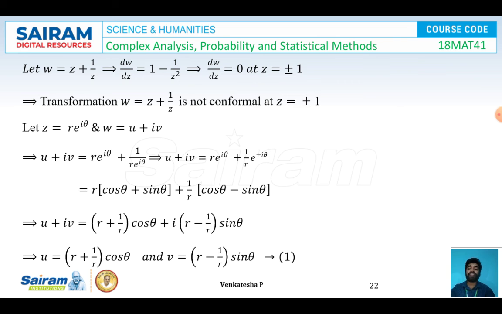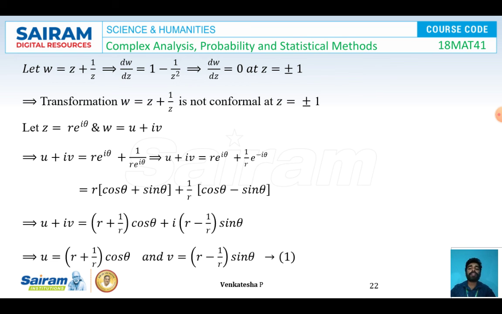Now for the function having z plus 1 by z, for this purpose I'm going to use the complex number in polar form. So I'm going to replace z is equal to r into e power i theta and w is equal to u plus iv in the above equation. So I got the equation u plus iv is equal to r into e power i theta plus 1 by r into e power minus i theta. So e power i theta is nothing but cos theta plus i sin theta, and e power minus i theta is cos theta minus i sin theta.